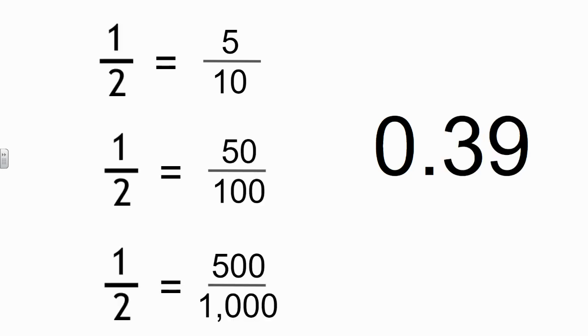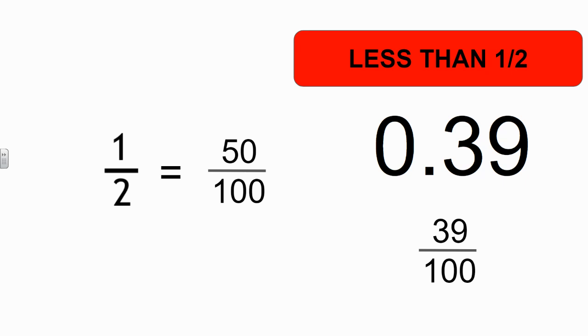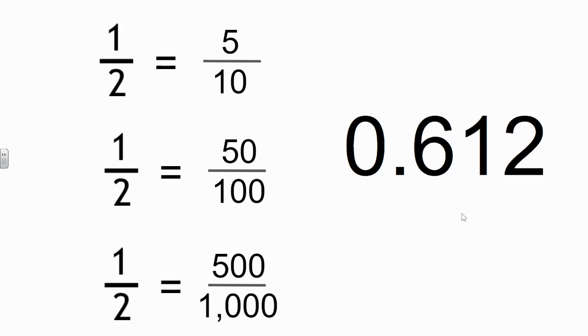All right, here we have 39 hundredths. Again, we're focusing on just the hundredths. And I know that 50 out of 100, 50 hundredths is exactly half. But right now I have 39 hundredths. Well, if 50 is equal to half and I only have 39, I clearly have less than half. All right, let's look at this one.